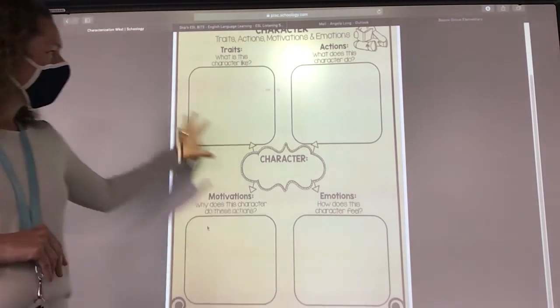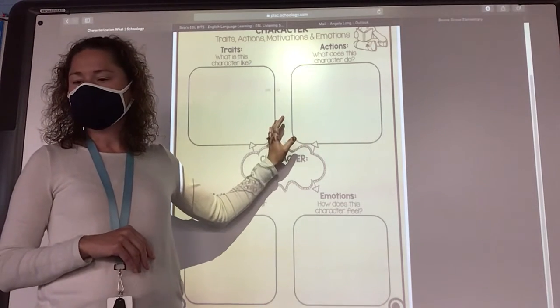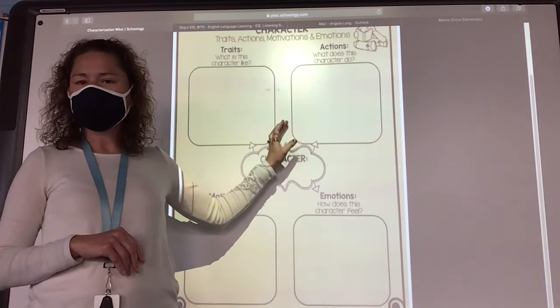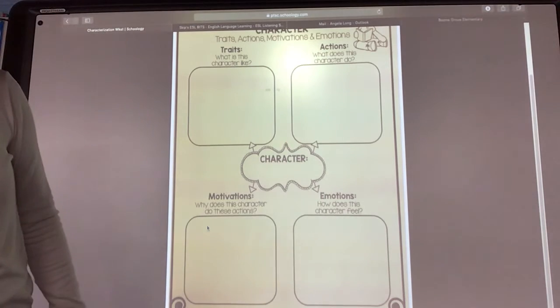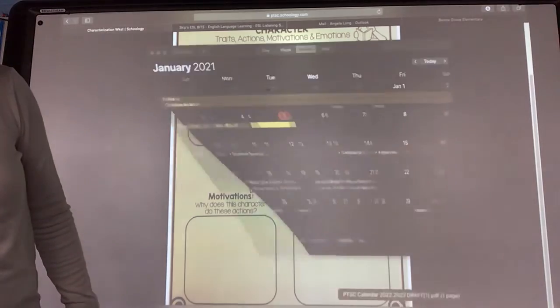So these things here, you might have some already written in your notebook. You're going to transfer them to this worksheet on Schoology. And then you're going to submit that for today.